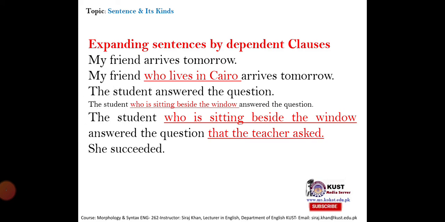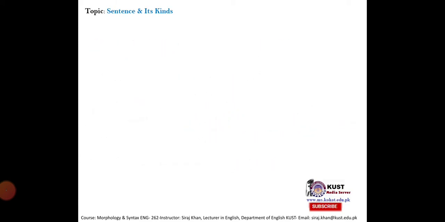She succeeded. She succeeded because she studied hard. So all of these, who lives in Cairo, who is sitting beside the window, that the teacher asked, because she studied hard, are examples of subordinate conjunctions that give us dependent clauses.